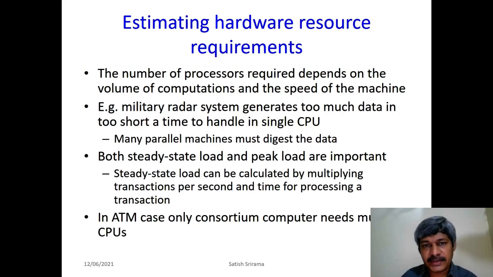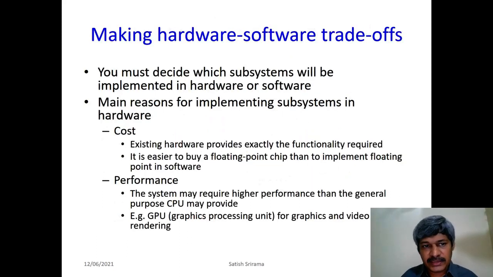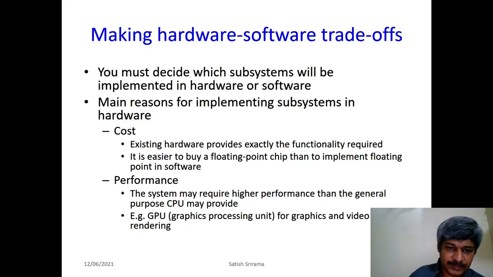So that's about estimating hardware resource requirements. Once you estimate that, you should also make these hardware-software trade-offs. You must decide which of the subsystems will be implemented in hardware or in software. There can be several reasons for implementing subsystems in hardware. One of them could be cost.